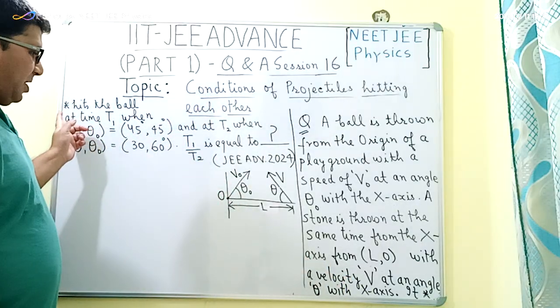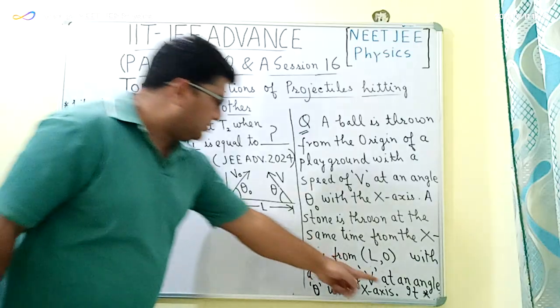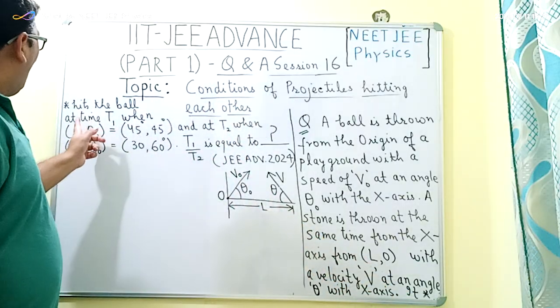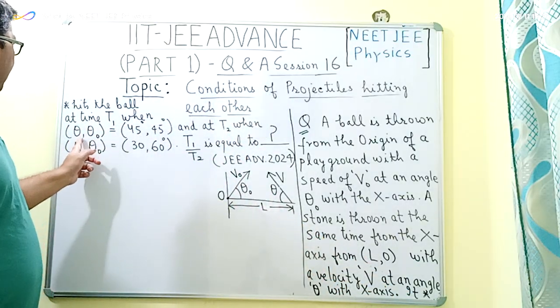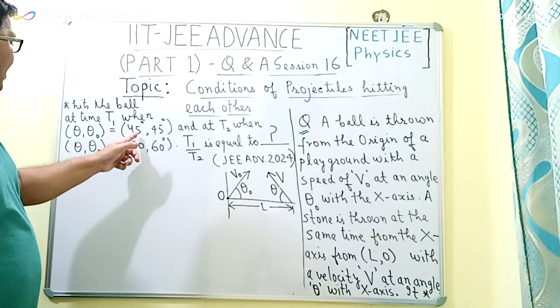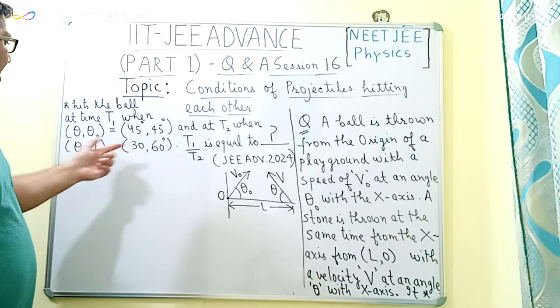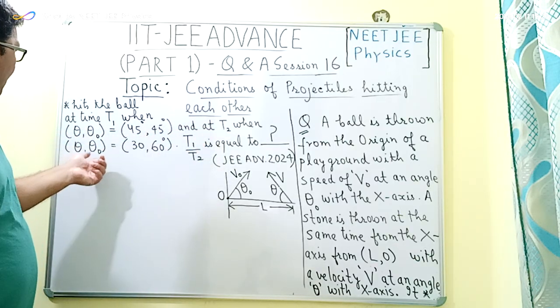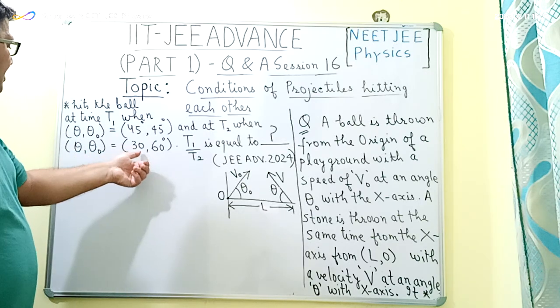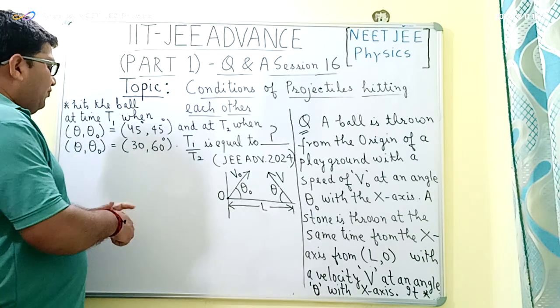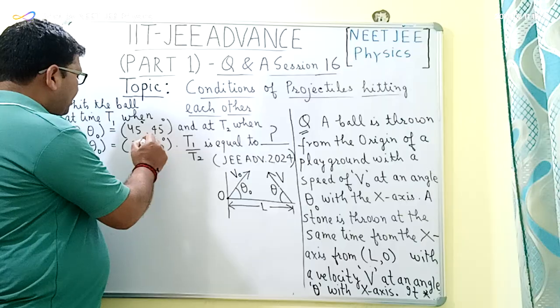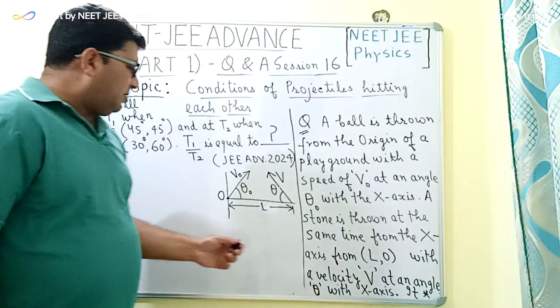So here the stone hits the ball at time t1 when theta, theta naught is equal to 45 degrees, and at time t2 when theta, theta naught is equal to 30 and 60 degrees. So we have to find the ratio of t1 upon t2.